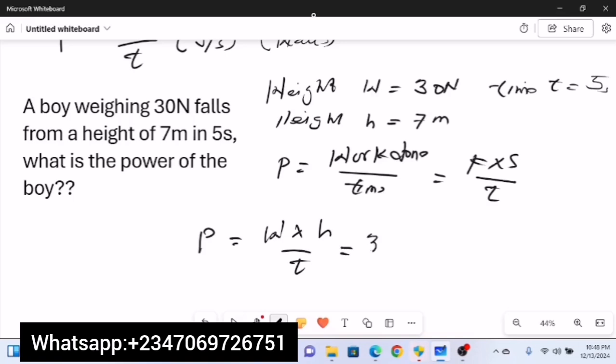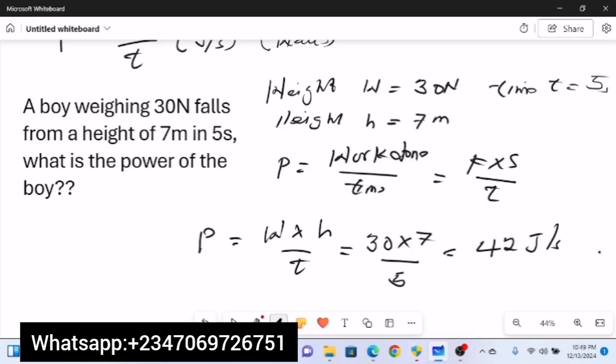So you have 30 multiplied by height covered, 7 meters, divided by the time, 5 seconds. So this is going to be equal to 30 times 7 divided by 5, and that simply gives us 42 joules per second, or simply 42 watts. So you have 42 joules per second, which can also be called watts. So that is the power possessed by that boy.